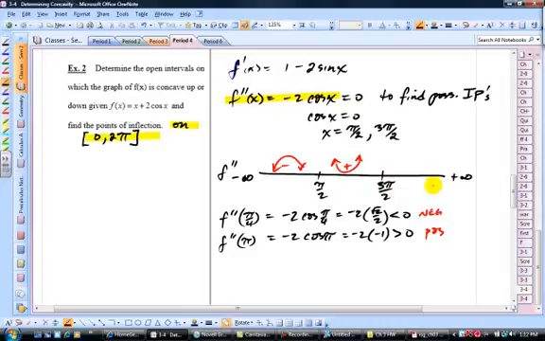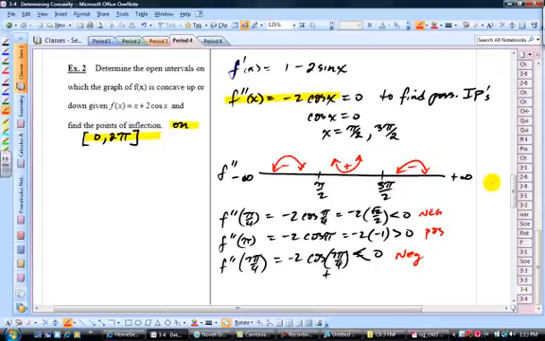Let's pick a number to the right of 3 pi halves. How about 7 pi fourths? So f double prime of 7 pi fourths would be negative 2 times cosine of 7 pi fourths. Now cosine of 7 pi fourths is a quadrant 4 angle, and cosine's positive there. This is a positive number times negative 2, which is negative. So it's less than 0. Because of that, I know that it's concave down on that interval from 3 pi halves to positive infinity. In this problem, we're just trying to find the open intervals where it's concave up or down.